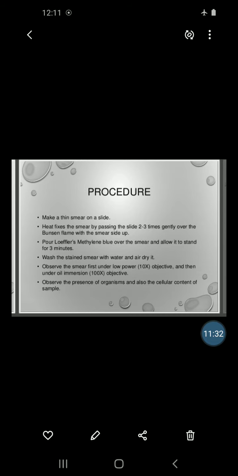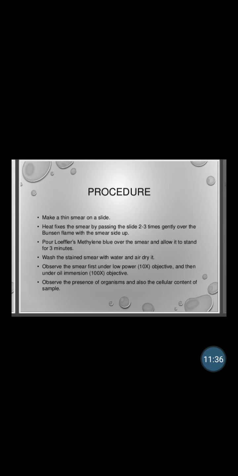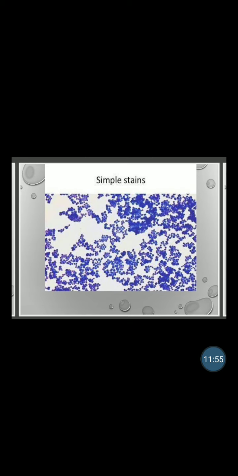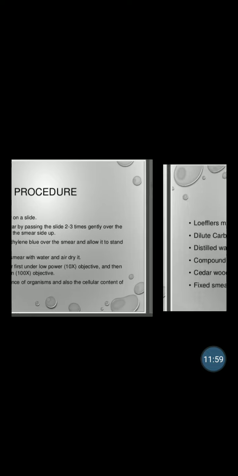First observe the slide under the 10x objective, that is the low power objective, and then under the high power objective, that is 100x, also called the oil immersion objective. Then observe the presence of organisms and also the cellular content of the sample. Here we can see the images of simple staining.